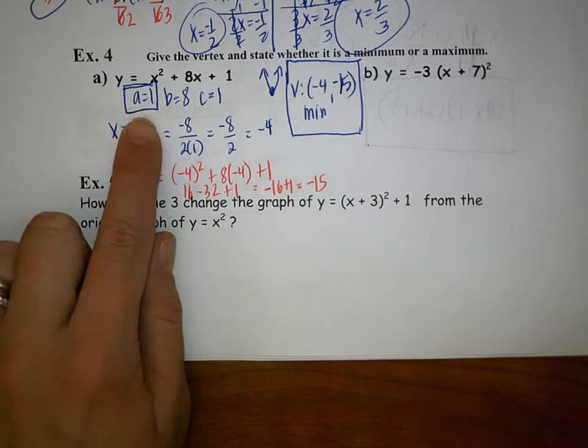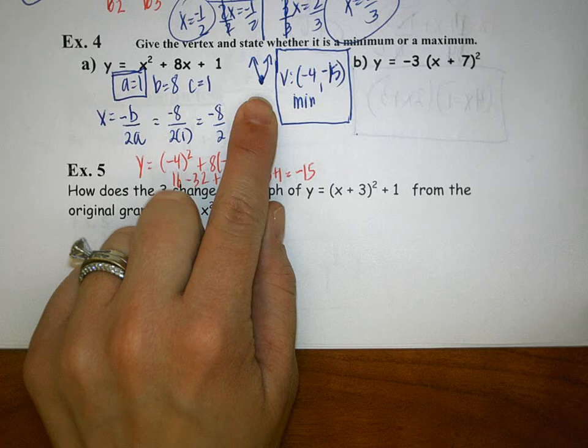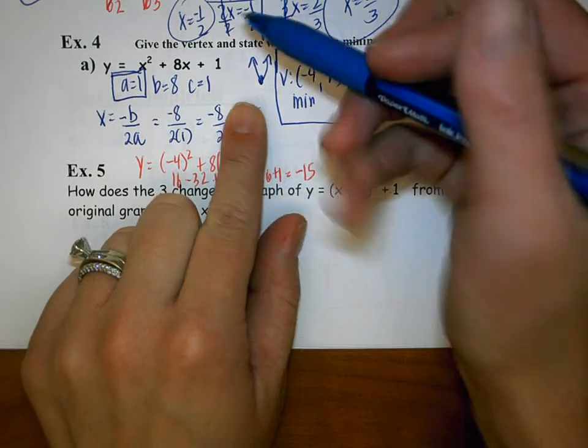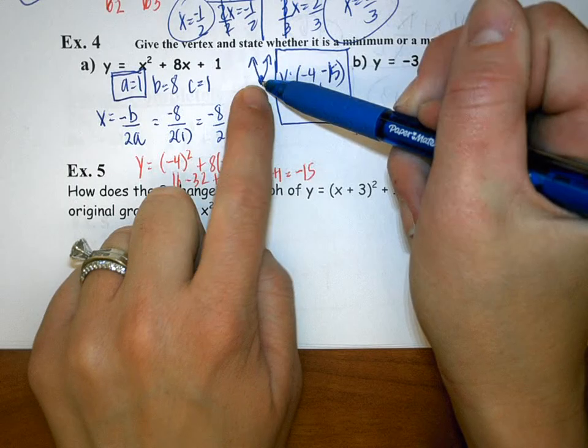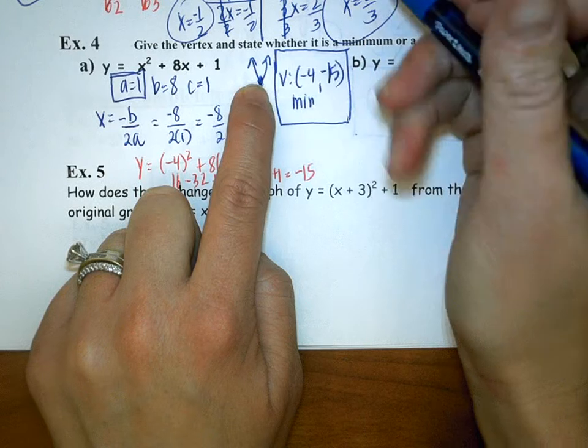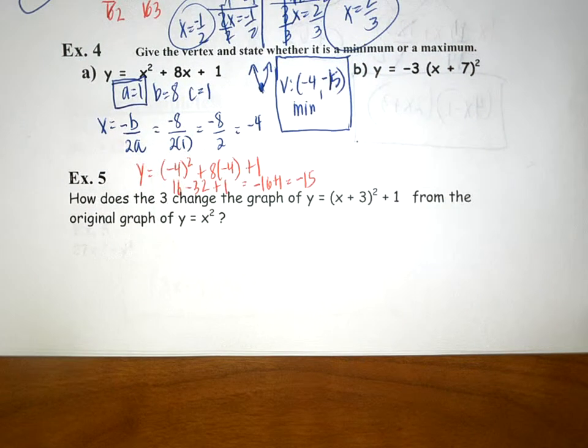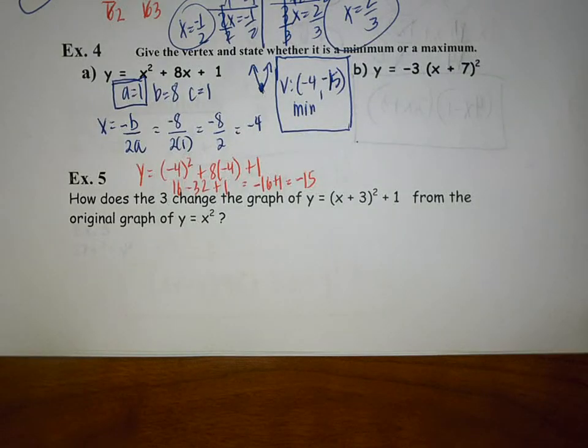If your A value is positive, then your graph is going up like this. This point is a minimum value because everything else on the graph is going up, which is bigger. So correct. If it's positive, it's a minimum. If it's a negative, you're going to have a... Yes, that's correct.